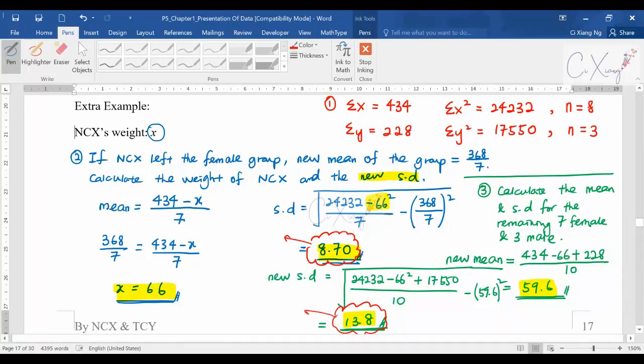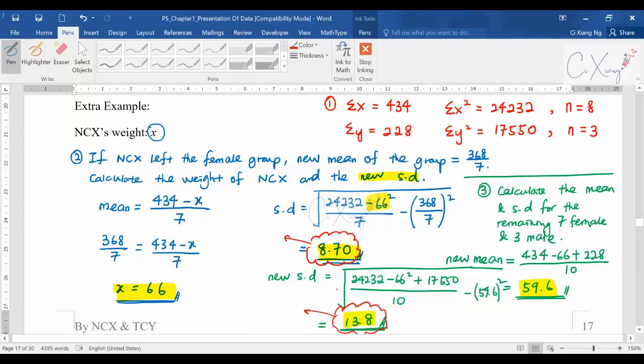But when your new standard deviation becomes larger, 13.8, that means the data is more spread out. Based on common sense, you will think this is logical, because when you combine male and female weight, usually the male one will be higher and the female one will be lower. So when you combine these two sets together, generally the spread of data will be bigger. That's why the new standard deviation will be bigger compared with the purely female one. So this is the meaning of measuring the spread of data.